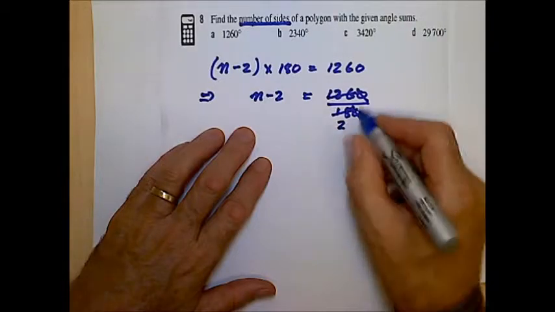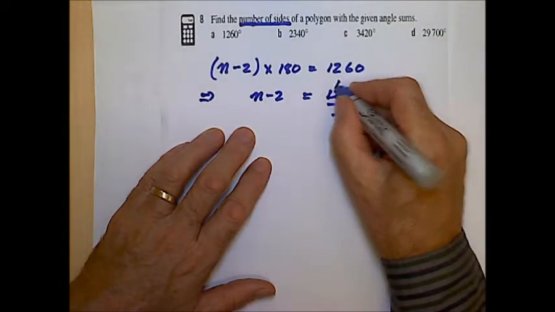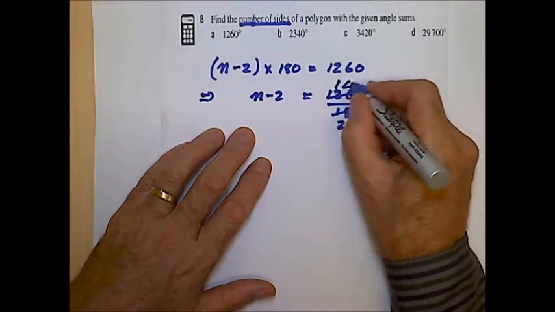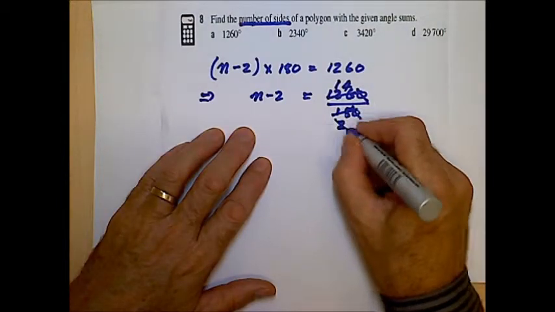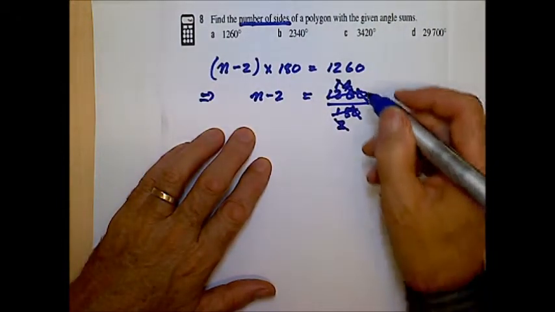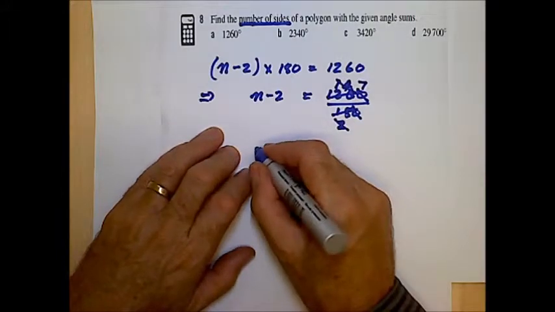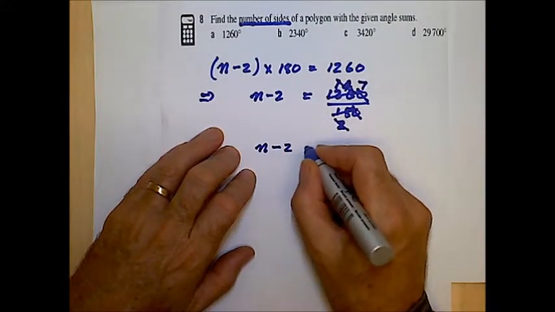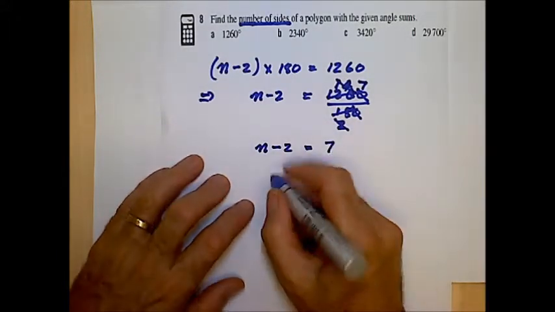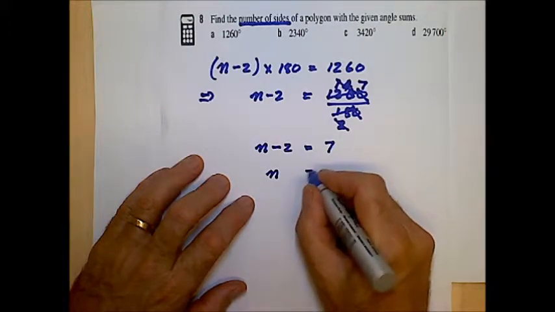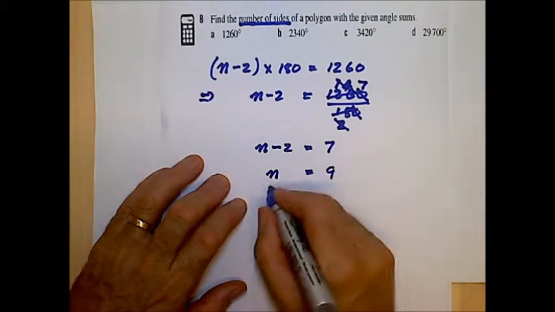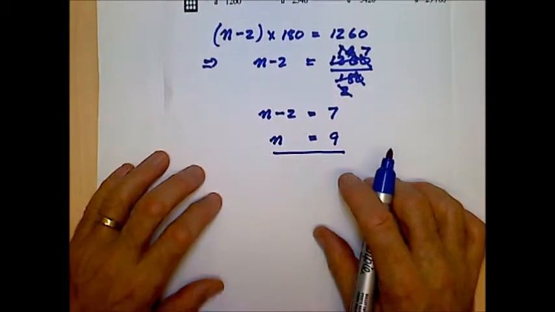9 into 18 goes 2. 9 into 126 is going to be equal to 14. And of course these numbers have a common factor of 2, so it will be equal to 7. So the number of sides subtract 2 is going to be equal to 7, which means that the number of sides in this particular shape must be equal to 9. So that's the first problem.